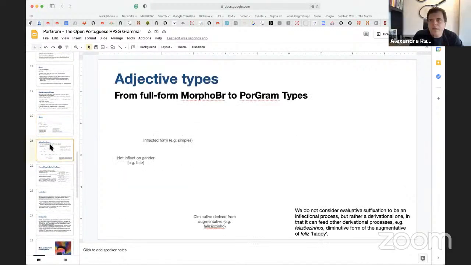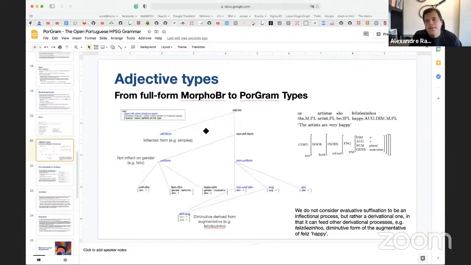Okay, so this is the hierarchy that we have for adjectives for now. As I said, there is this hierarchy, and we have a propagation of information from the top to the bottom. Here is an example of an analysis of one particular word. Felizõezinhos is a particularly interesting example because we have a diminutive, but also an augmentative, and they are together, and also a plural mark. So all of these things are encoded as features associated to that particular sign, that particular word.